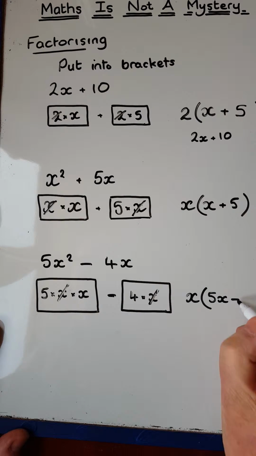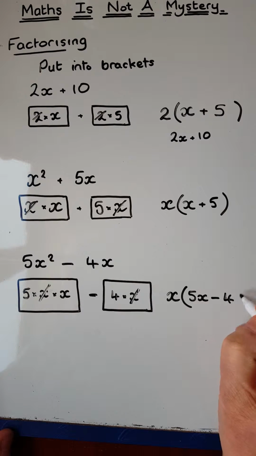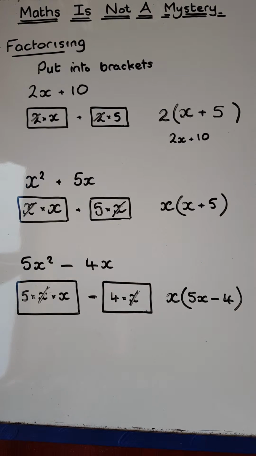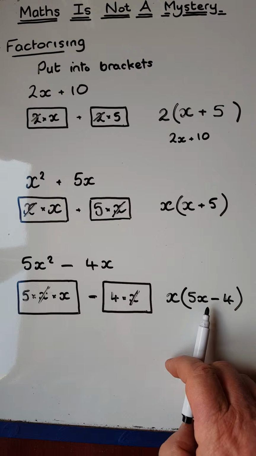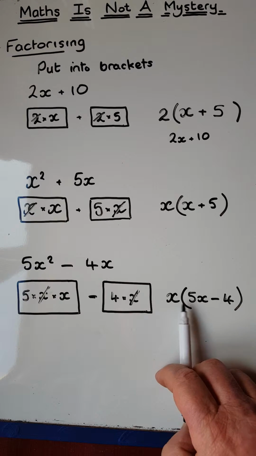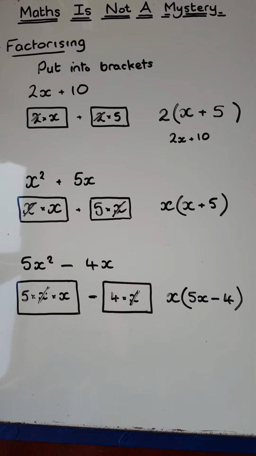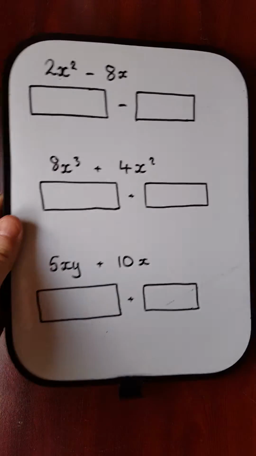We've got a minus sign in the middle, and on the second box we've just got a 4. So there we go. So 5x squared minus 4x factorises into x times 5x minus 4. X times 5x is 5x squared, and x times minus 4 is minus 4x. Hope this is becoming quite easy for you. I hope you're beginning to see how useful these boxes are. Let's go a step harder.